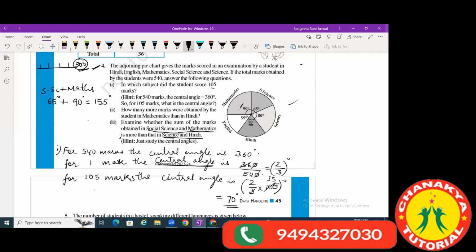155 degrees. Okay, so next is science plus Hindi, is it? So, science is how many degrees? 80 degrees. Hindi is how many degrees? 70 degrees. Okay, we are just asked to find, this is 150 degrees. So we are just asked to find whether the sum of the marks obtained in these two subjects is more than these two subjects. We just have to examine.